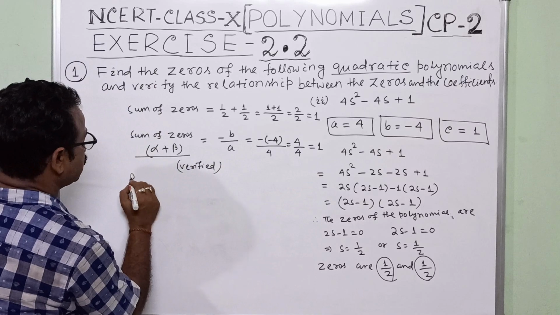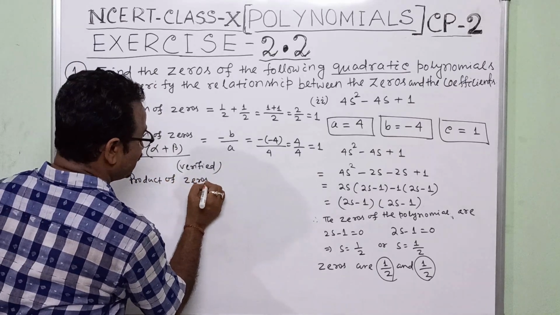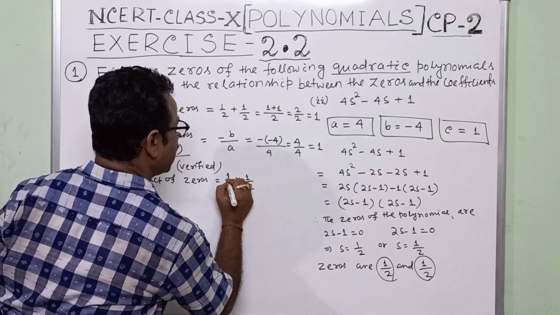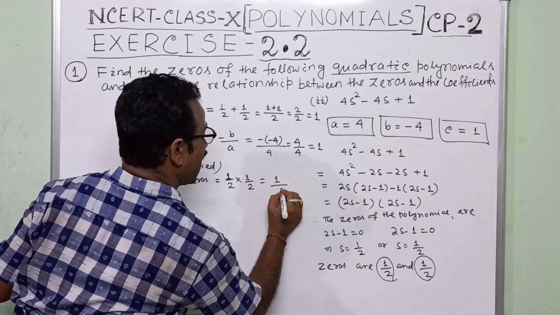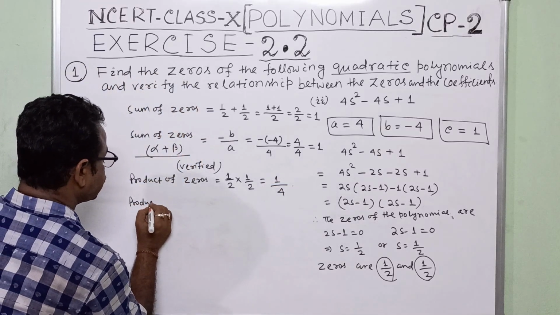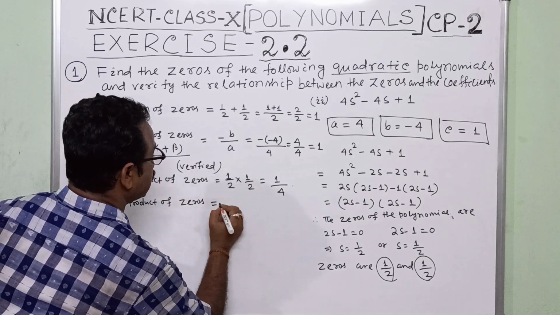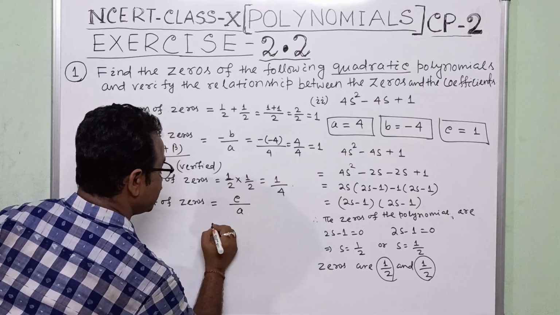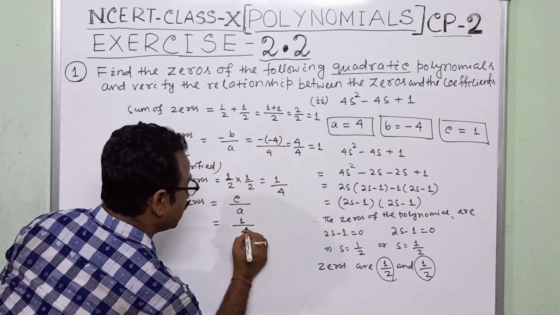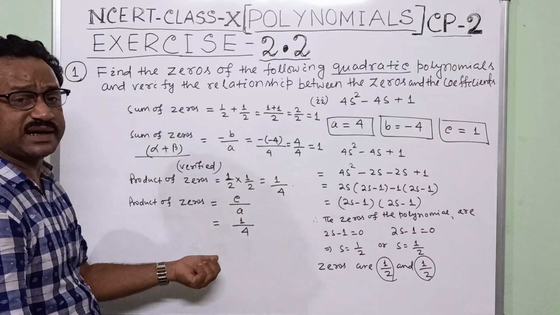Now product of zeros is equal to 1 by 2 into 1 by 2, which is equal to 1 by 4. Now here product of zeros is equal to c by a, where the value of c is 1 and the value of a is 4, so 1 by 4. Here also we are getting 1 by 4.